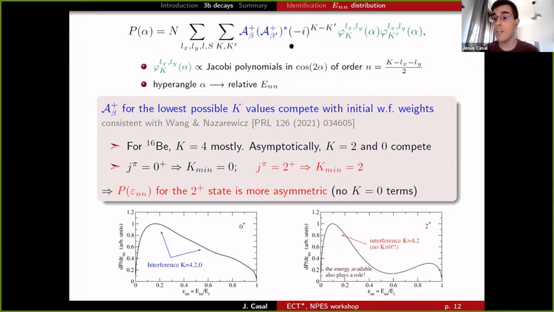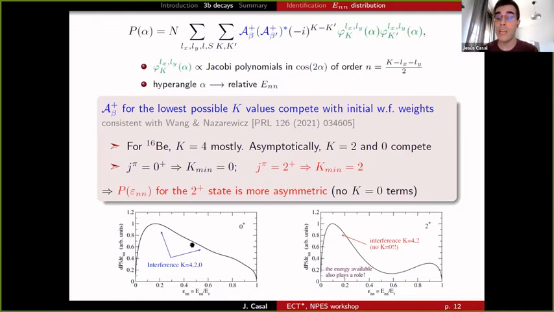Now, what we see in the calculations is that apparently, as time evolves and we get these final asymptotic coefficients, the components of the wave function for the lowest possible hypermomentum values increase with respect to the original ones in the initial state. What that means for beryllium-16, for example, is that our wave functions are dominated by hypermomentum K equals 4, which is related to the fact that we have strong D waves in these states. But then asymptotically, we see that the coefficients for the K equals 2 and K equals 0 components become larger and comparable with the dominant one in the initial state.